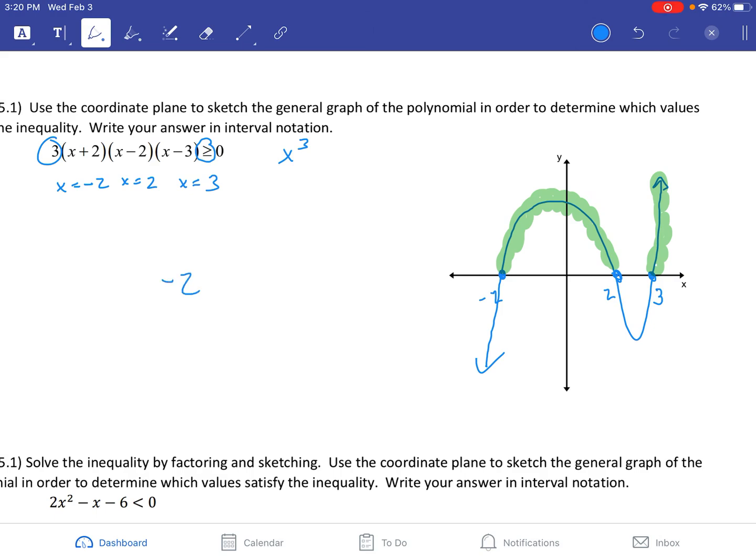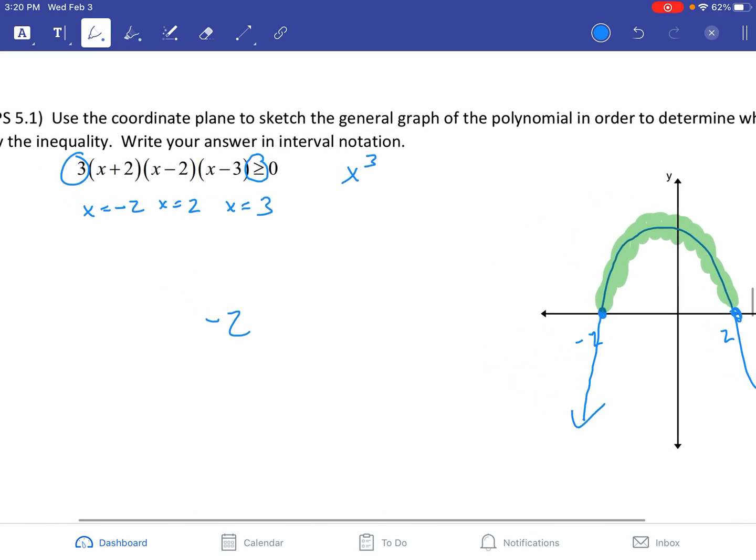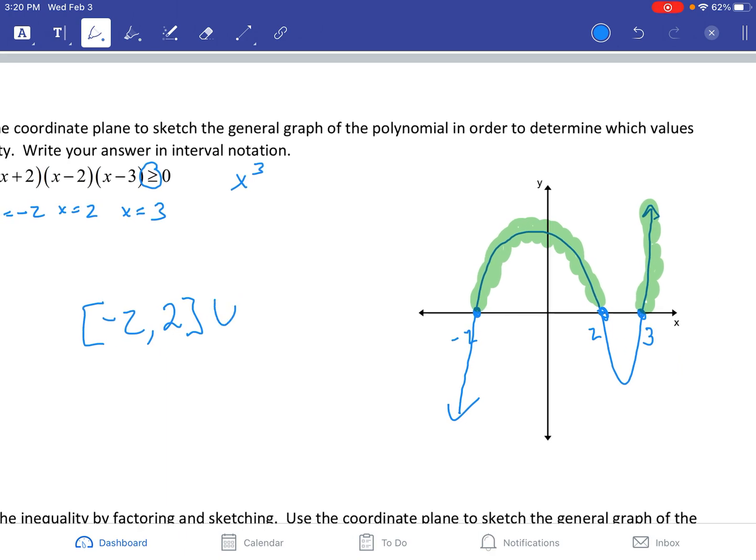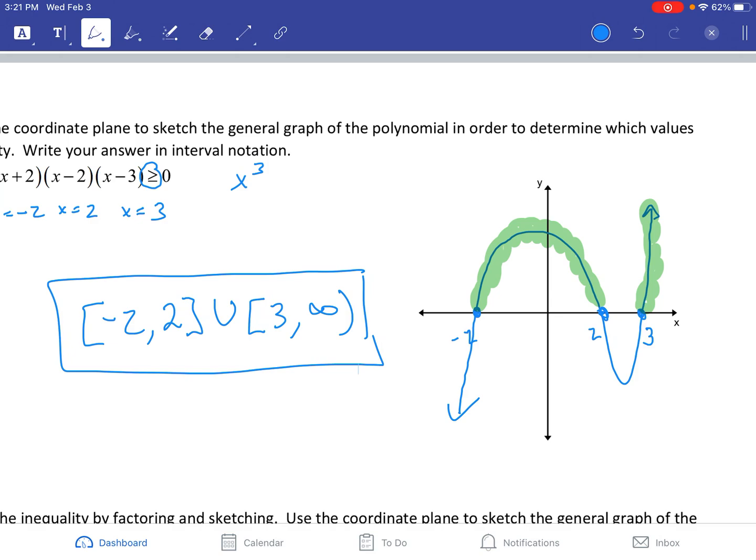So it starts at negative 2, and since our inequality sign is greater than or equal to, it's a bracket. Then it goes to positive 2 with another bracket. Then there's a break. Starts up at positive 3, and it goes up as it goes to the right towards positive infinity, which has to be a parentheses. And there's your interval notation for that particular graph.